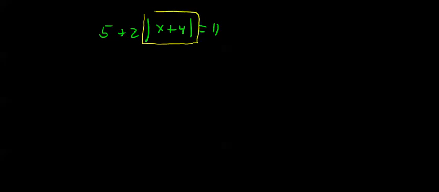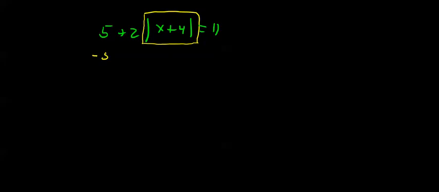All right, so let's look at an equation. 5 plus 2 times the absolute value of x plus 4 equals 11. Step 1 is to isolate. We want to get this absolute value all by itself. Sometimes it really helps if you just take a highlighter and highlight it.